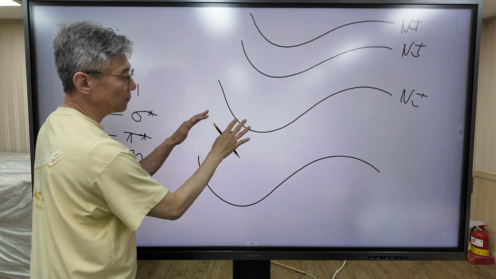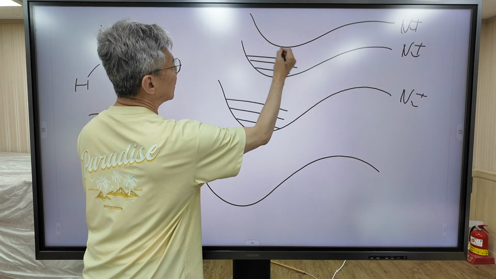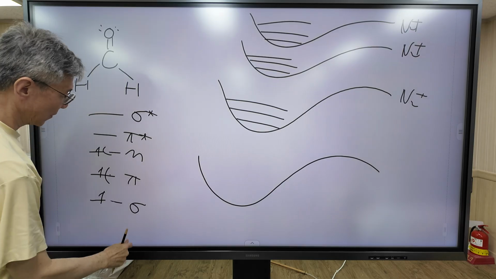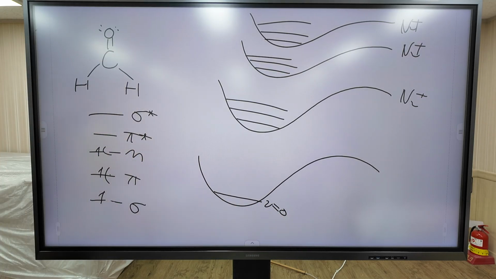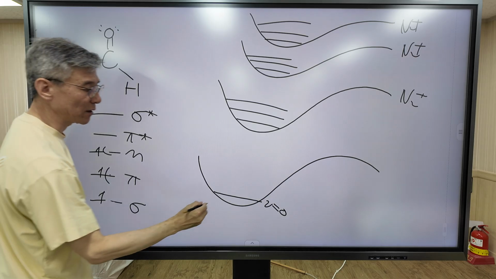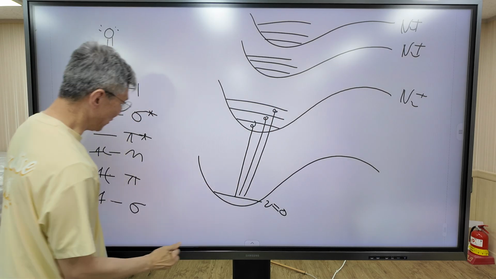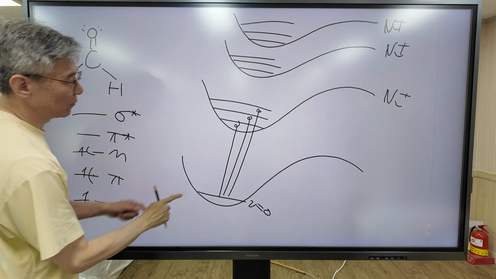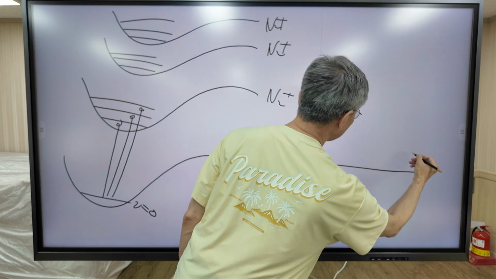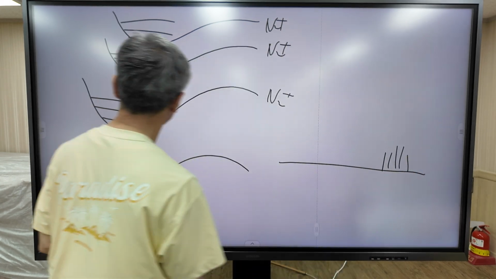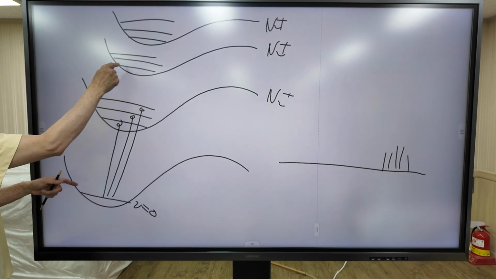And on each potential energy curve, we have vibrational energy levels. The molecule is virtually in the V equals 0 state. When you irradiate with X-ray, the molecule can make a transition to this level. So we obtain a series of peaks from these transitions. And the electrons in the ground state make a transition to this potential energy curve.